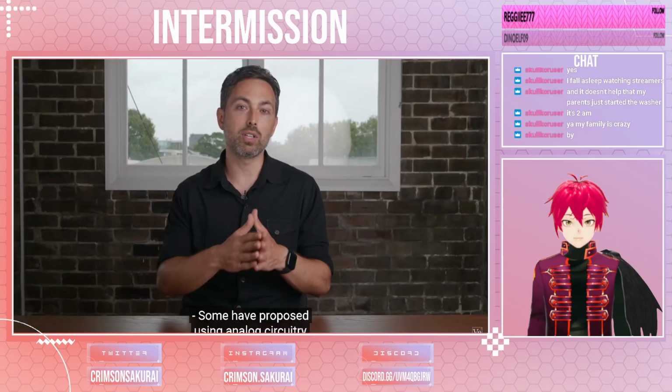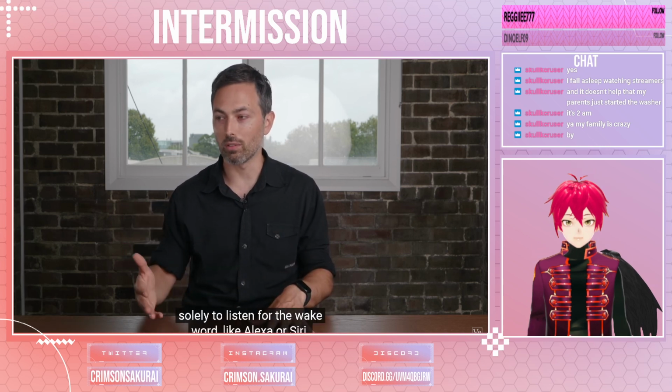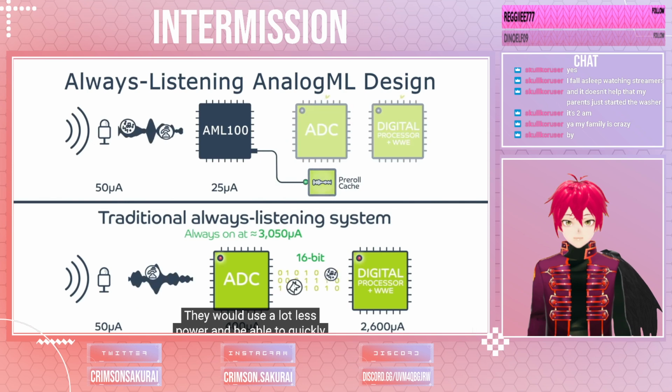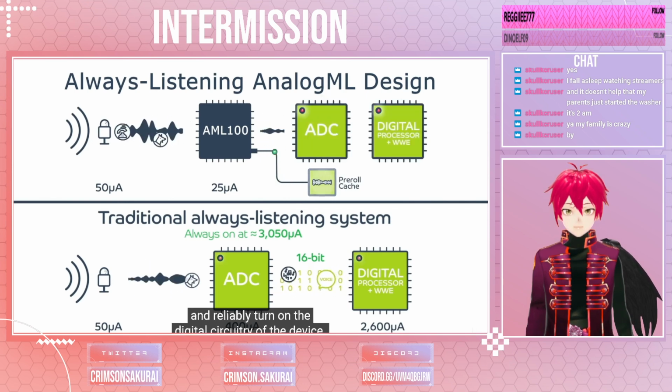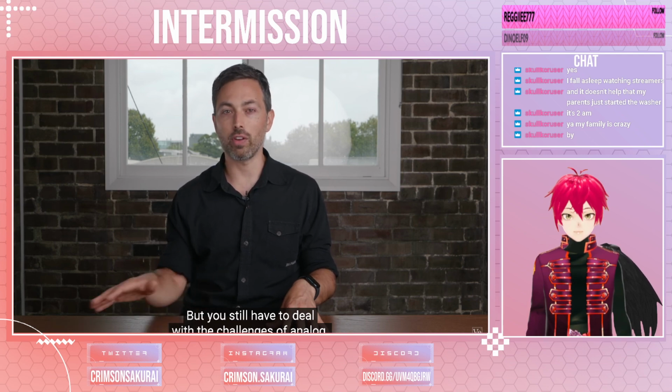Some have proposed using analog circuitry in smart home speakers solely to listen for the wake word, like Alexa or Siri. They would use a lot less power and be able to quickly and reliably turn on the digital circuitry on the device. But you still have to deal with the challenges of analog.